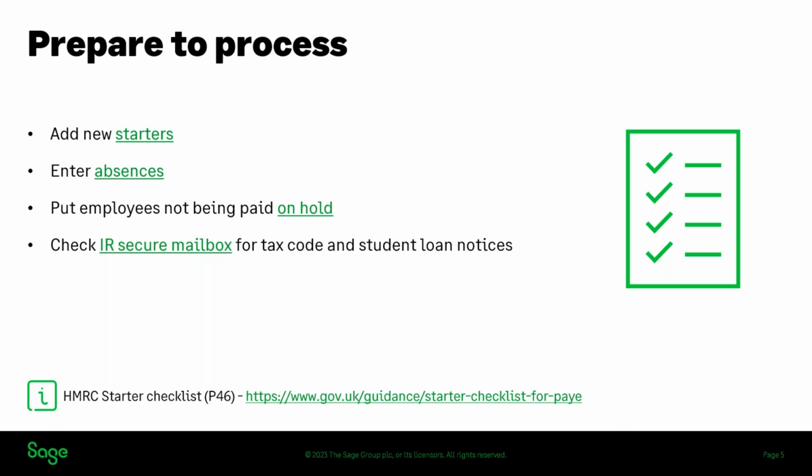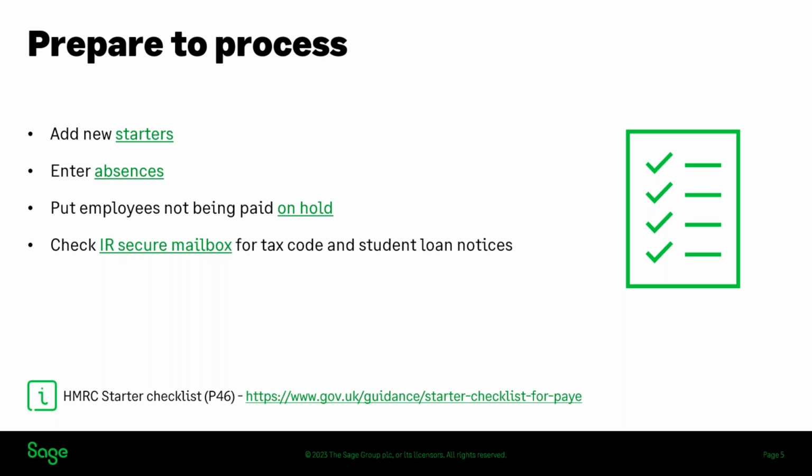The third step would be to put employees not being paid on hold. So these could be casual employees that haven't worked, employees currently on unpaid leave, and it just excludes them from the pay run. And then the fourth step is to check for any tax code or student loan notices, which you can do electronically if you receive them online via the IR Secure mailbox in Sage 50 Payroll. So we're going to take a quick look at these steps in our first demo.